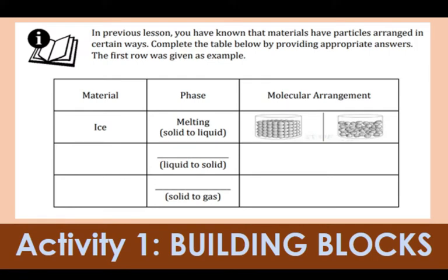Now, to check your understanding of our previous lesson, you can start answering activity number 1 entitled Building Blocks. You have to complete the table by providing appropriate answers. The first row was given as an example. Don't forget to fill in the blank with the right phase change being described, a sample of material, and an illustration of the molecular arrangement before and after the change.